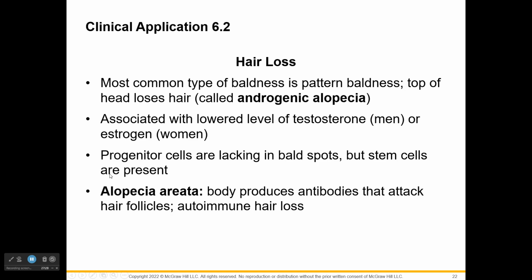The progenitor cells are lacking in the bald spots, but stem cells are still there, so they can be prompted to develop into progenitor cells, they think. You might have heard of alopecia areata, where the body actually attacks hair follicles and you lose patches or large areas of hair.